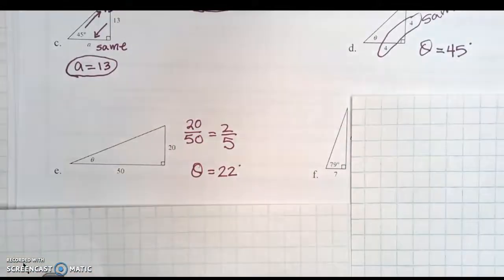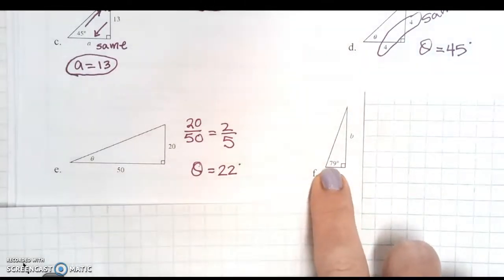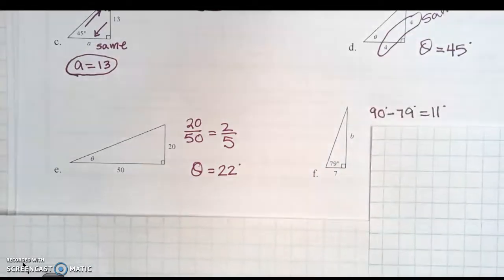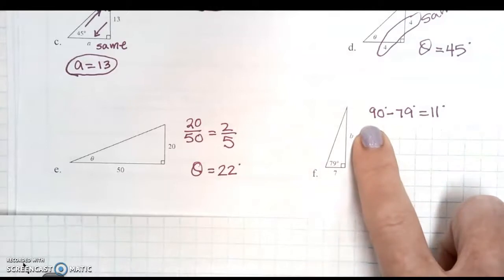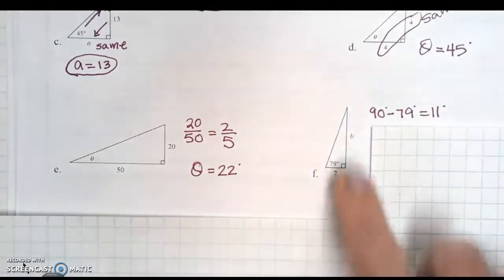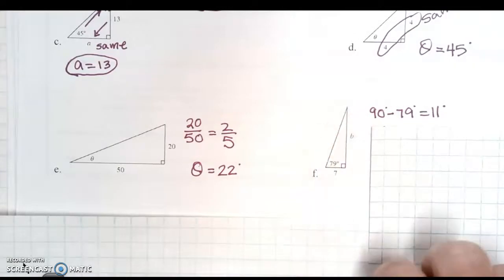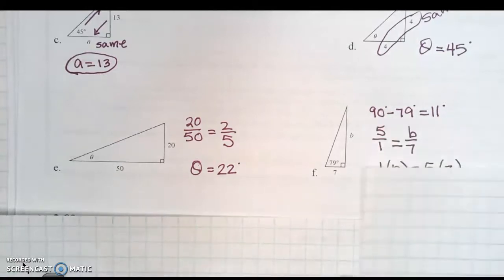All right, let's look at F. F is a little bit tricky because it has a 79-degree angle. So we actually want to take the 79 and subtract it from 90, and we get our 11. So this little angle up in here, this really small one, is 11 degrees, which means our sides should be in the ratio of 1 to 5.